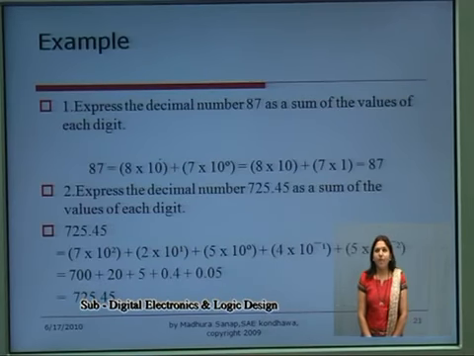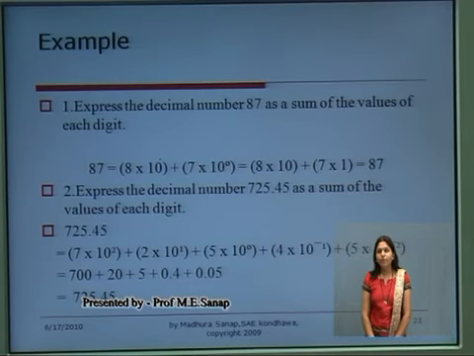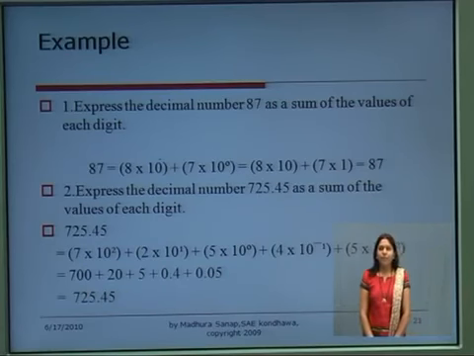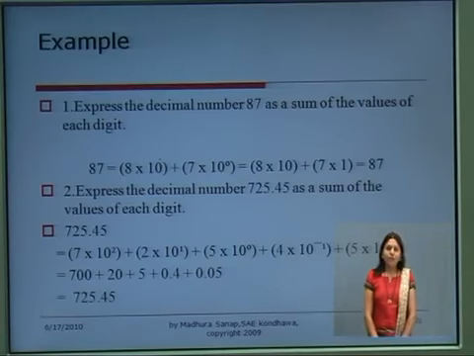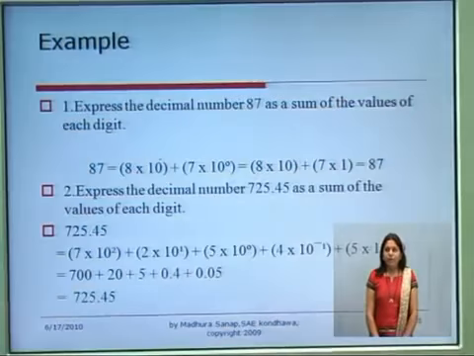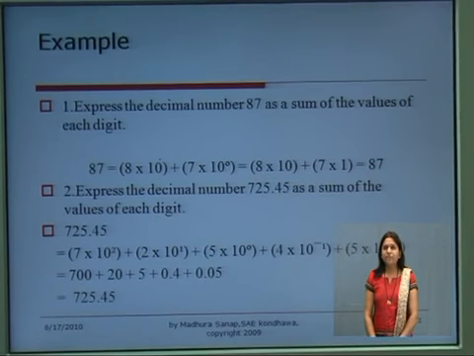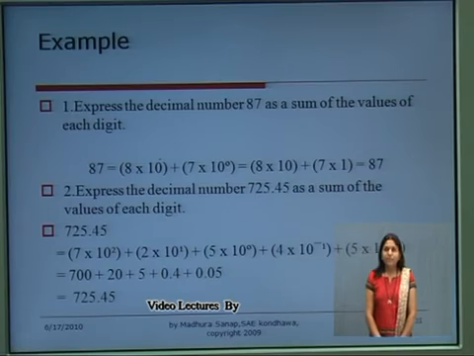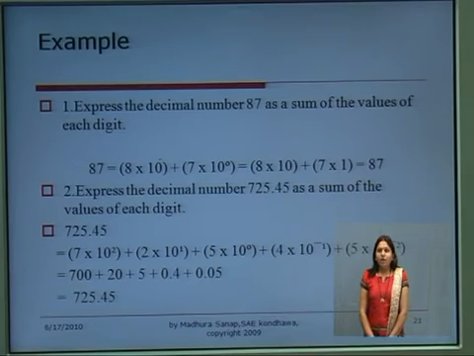Take a simple example. I will just read the problem. Express the decimal number 87 as the sum of the values for each digit. 87. No fractional part is given, only the integer part. So what can we do here? We can write 87 as a sum of weights. So 7, from right to left, 7 into 10 raised to 0 plus 8 into 10 raised to 1. So it is equivalent to 87.